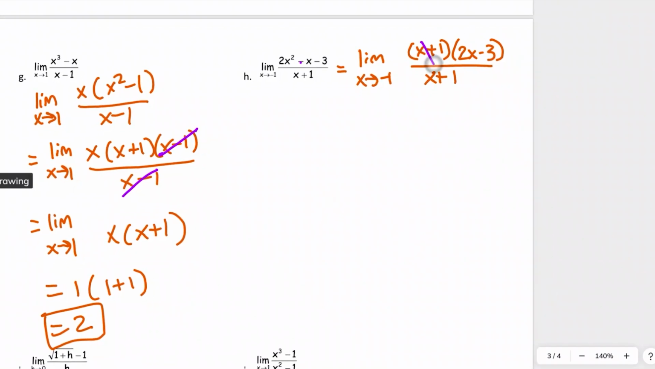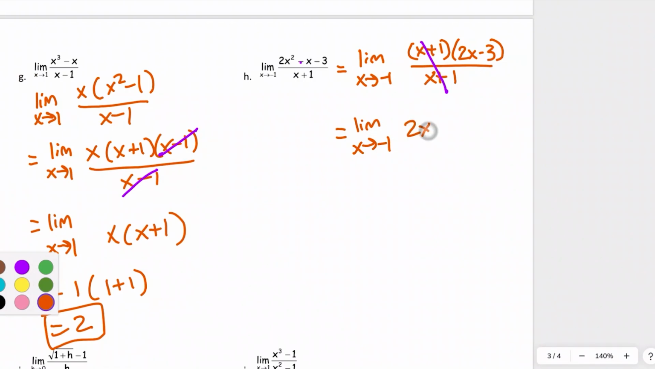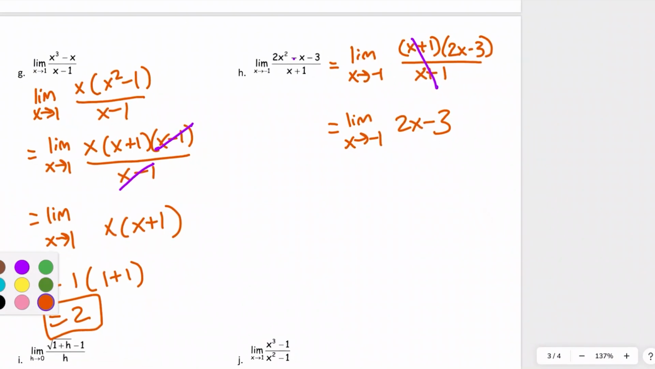At this point, we can reduce these factors to 1. And so we get the limit as x approaches negative 1 of 2x minus 3. Now we can use direct substitution. 2 times negative 1 minus 3 is going to be negative 2 minus 3, which is negative 5.